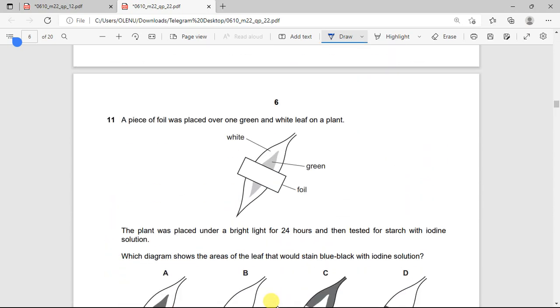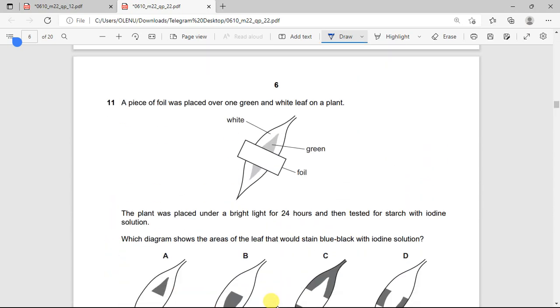Number 11. A piece of foil was placed over one green and white leaf on a plant. So if this is the white part and this is the green part, that means only this part will be able to photosynthesize. This part will photosynthesize, but this part will not because it's covered with foil, so light cannot be absorbed.